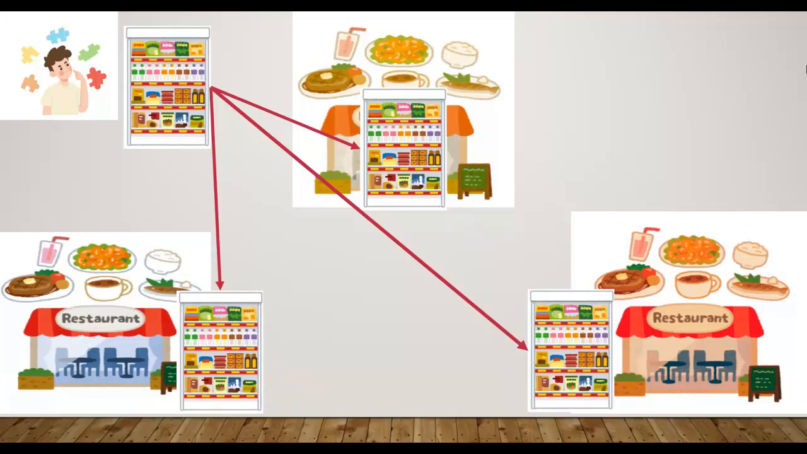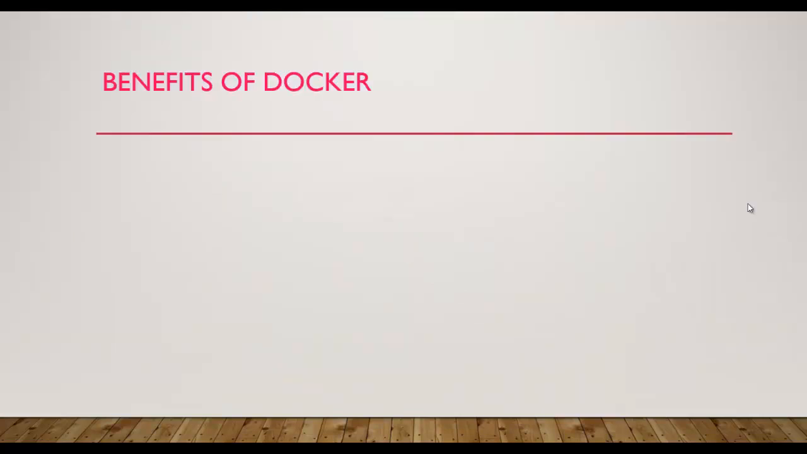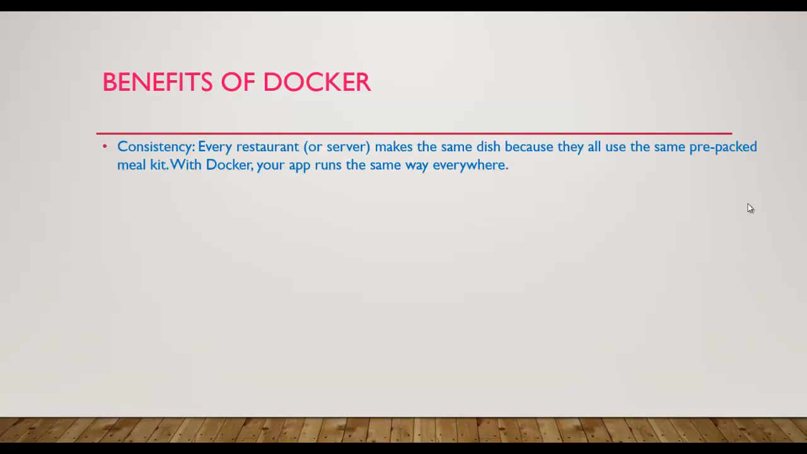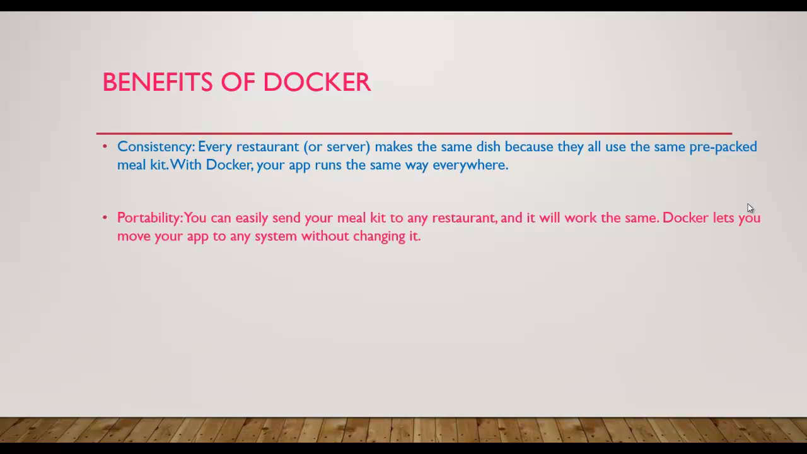This is the exact idea behind Docker. Now, from our previous analogy, you can understand the benefits of Docker. First, consistency. Every restaurant, in our case server, makes the same dish because they all use the same pre-packed meal kit, right? With Docker, your app runs the same way everywhere. Second, portability. You can easily send your meal kit to any restaurant and it will work exactly the same. Docker lets you move your app to any system without changing it.